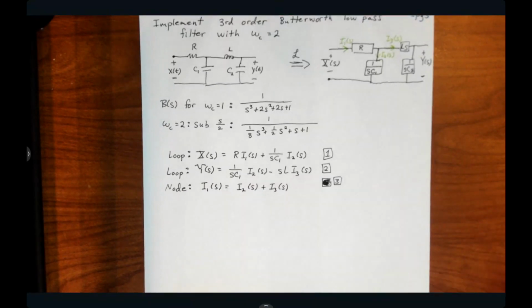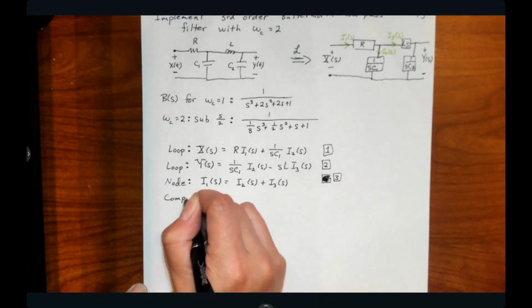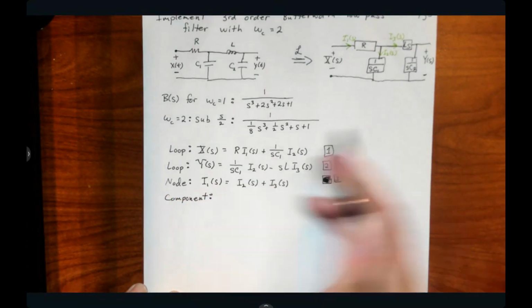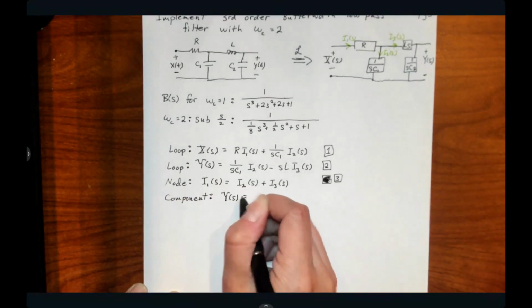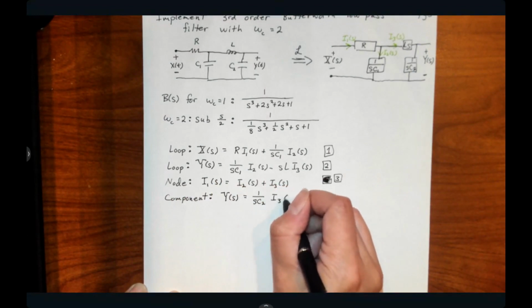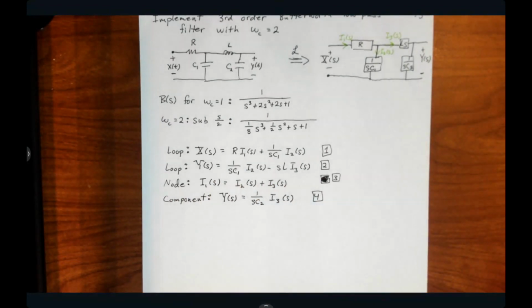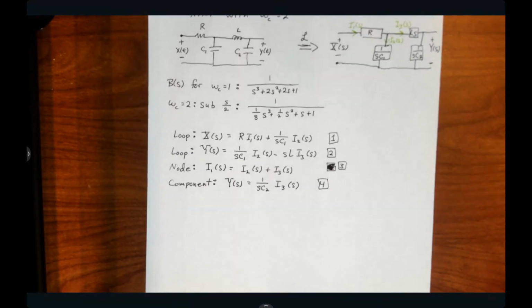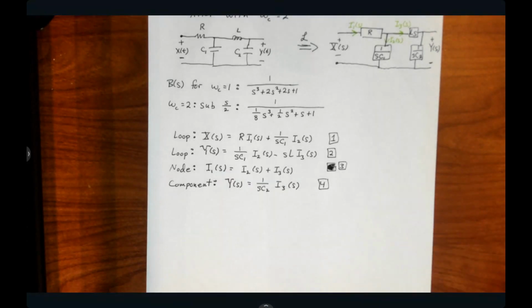All right, so still not enough to capture everything that we need. So we're also going to use a component equation. We're going to look at this capacitor here. We have a relationship between that current and that voltage. All right, so now to actually get everything, we need to get everything in terms of y, x, and just those component values.